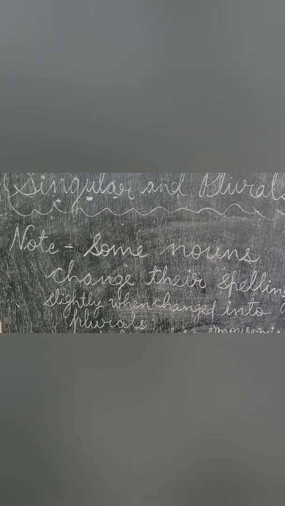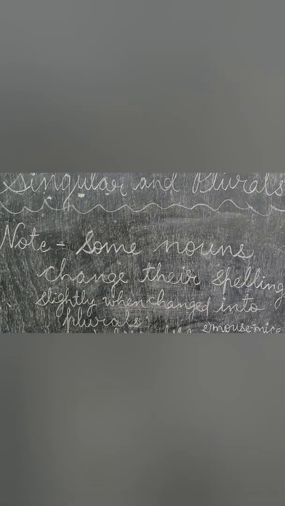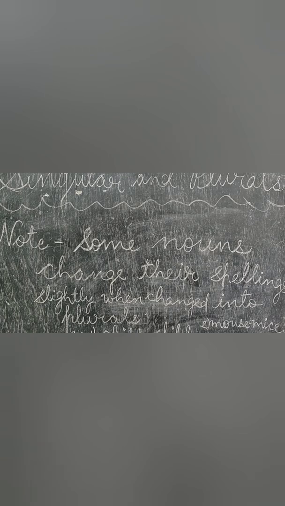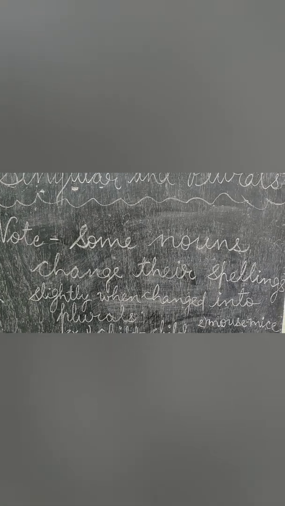There is one important thing, students, which we have to note. Some nouns change their spelling slightly when changed into plurals. Like child, children. Mouse, one mouse is there, and if many, then mice. Okay, so we have to remember these things. If we remember these rules, it will be very easy for us to change singular into plurals correctly. Alright.